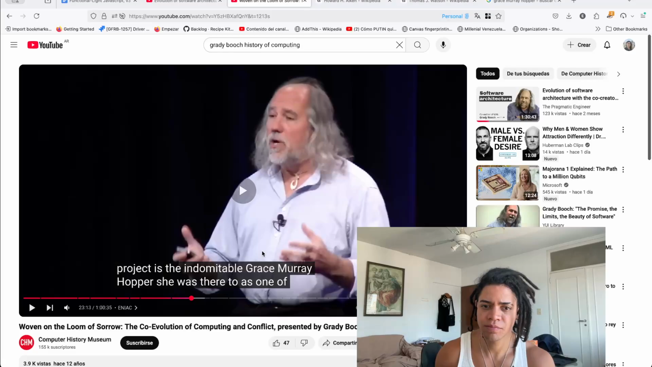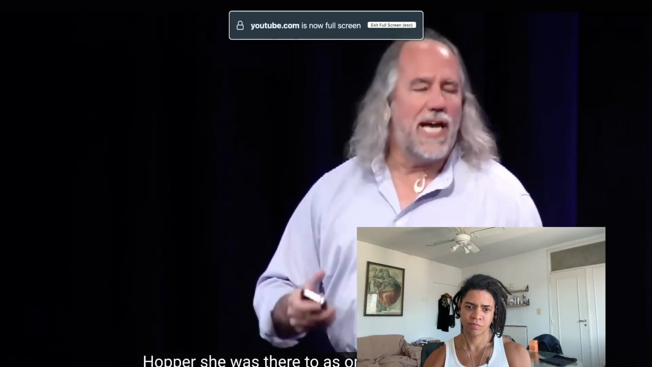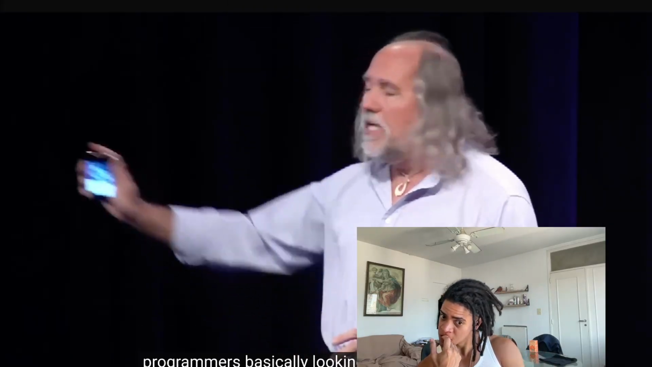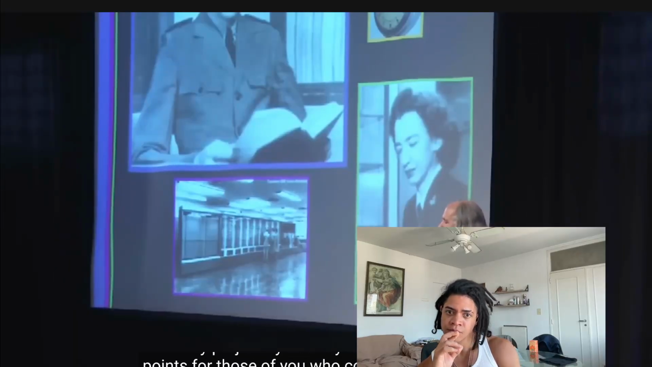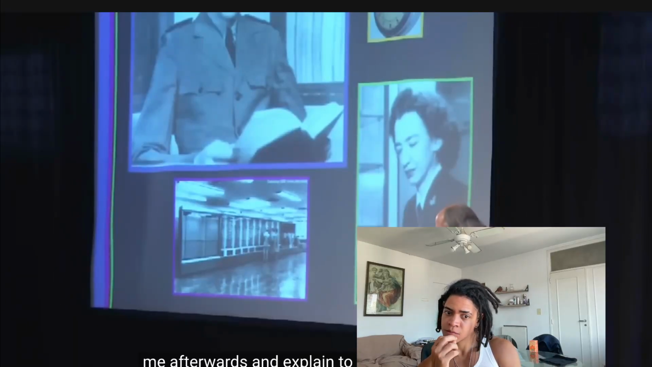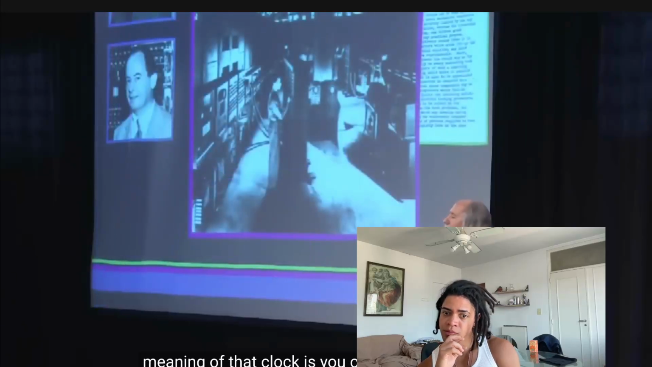One of the programmers basically looking out for the Navy's needs in space. This is a Navy project. By the way, extra points for those of you who come up to me afterward and explain to me what the meaning of that book is.